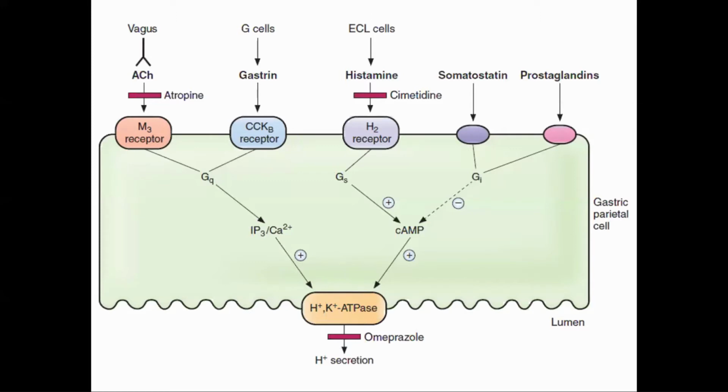Now we are targeting some drugs here. Atropine, we are targeting on the M3 receptor. We are giving cimetidine on the H2 receptor. When we give cimetidine, it will act on the H2 receptor of the parietal cell. When we give atropine, it will act on the M3 receptor of the parietal cell. When we give omeprazole, lansoprazole, these drugs will act on the hydrogen potassium ATPase. Mainly we are targeting these drugs.